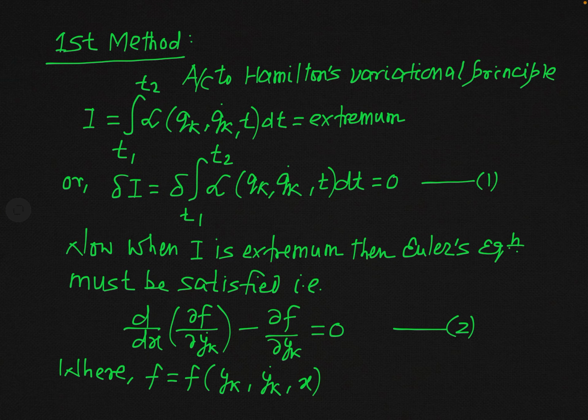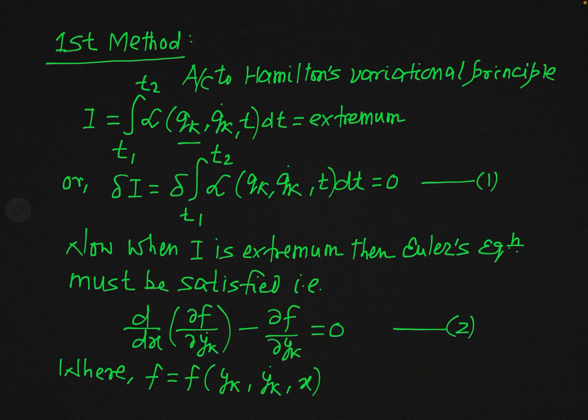If f is the degree of freedom, then qk will have f values from q1 to qf, and similarly q̇k will also have f values from q̇1 to q̇f. Now if we take the delta variation of this integral I, then according to Hamilton's principle, δI equal to δ of the integral from t1 to t2 of L(qk, q̇k, t) dt equal to 0. We have already studied it under the heading Hamilton's variational principle.